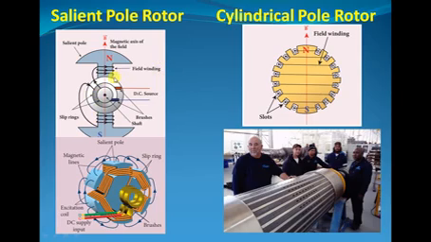To maintain the connection between the DC source and the field windings, two brushes are used. The rotor is also divided into two types. One is the salient pole rotor, another one is the cylindrical pole rotor. Salient means projecting.